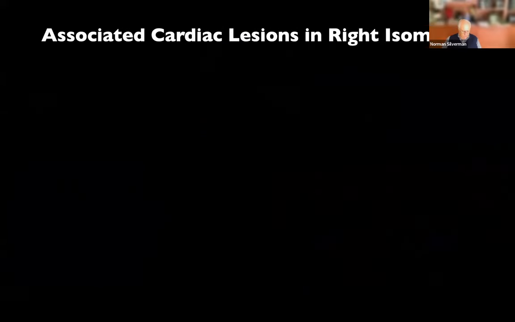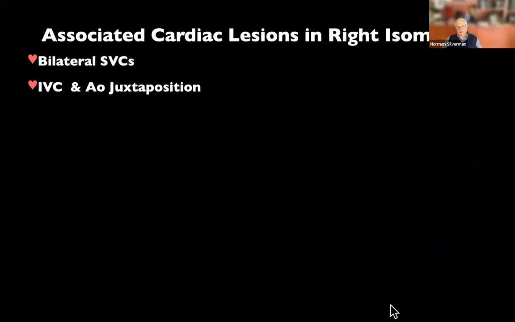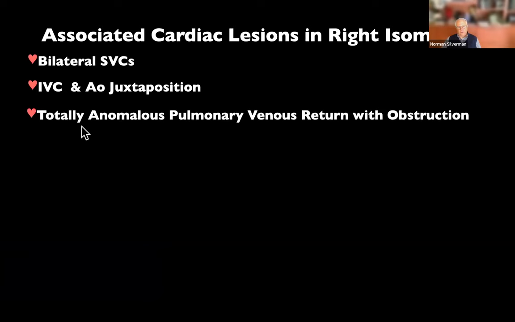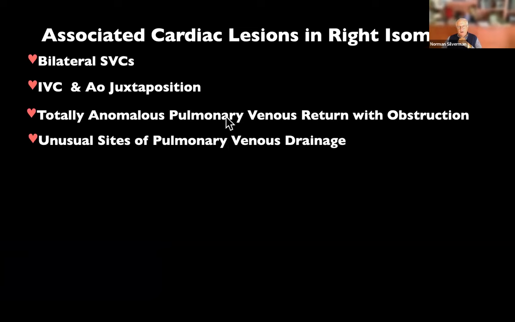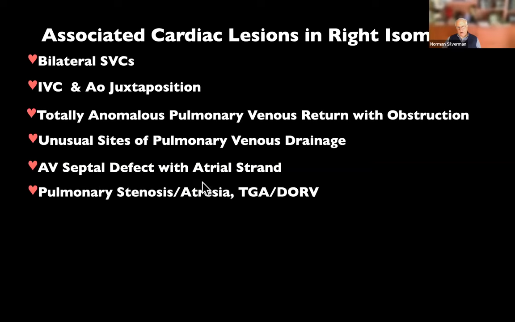Okay, now the associated lesions in right isomerism. Well, of course, we said bilateral SVC, the IVC-AO juxtaposition, which is very important. It's important not only because of that issue, but it's also important because many of these patients will perhaps undergo a Fontan procedure, and the IVC is usually on the wrong side of the spine. It's on the wrong side, so it crosses over, and it can be a real problem for transplantation. Total anomalous pulmonary venous return, and for the Fontan procedure, by the way, pulmonary venous with obstruction, either below or above the diaphragm, and occasionally to the azygos vein. Unusual sites of pulmonary venous return, such as azygos vein.